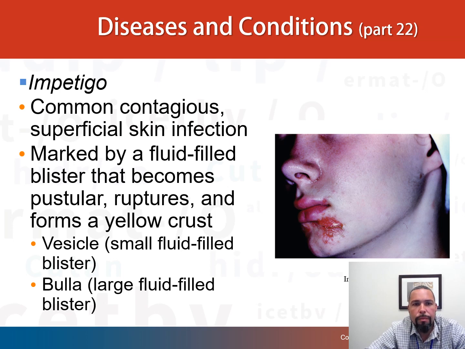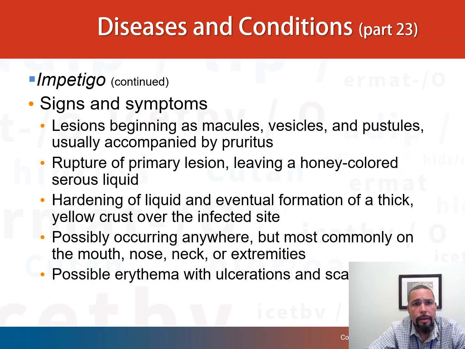Vesicle, a small fluid-filled blister. It could be a bulla, a large fluid-filled blister. Okay. Impetigo, some signs and symptoms. Some lesions can be benign. Those lesions can rupture, and then it'll leave this honey-colored serous fluid that comes out of it. The hardening of that fluid and eventually formation of a thick yellow crust over the affected site.